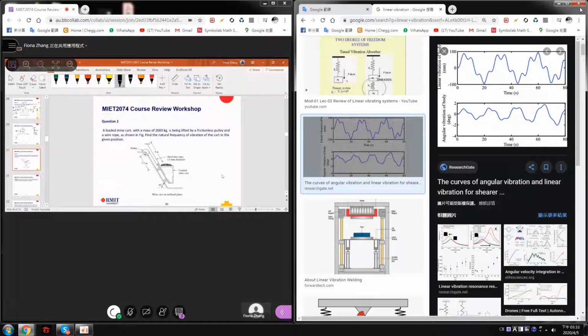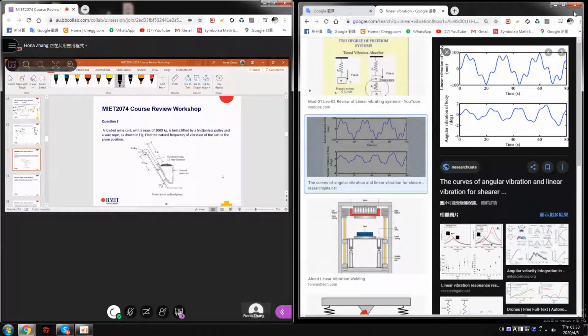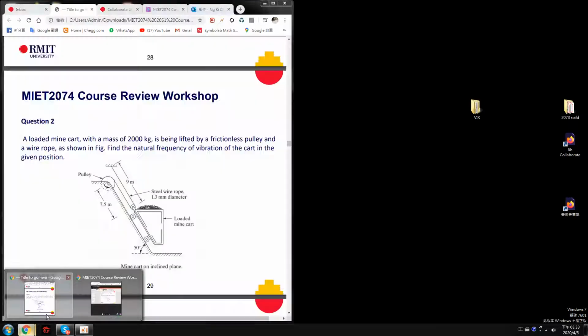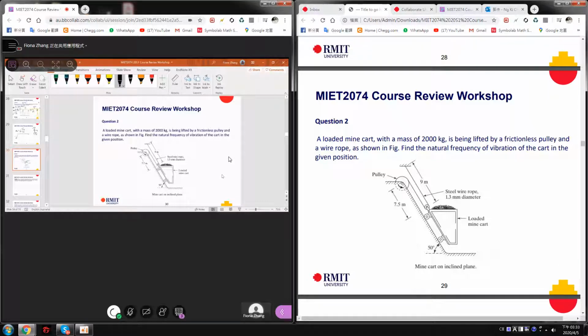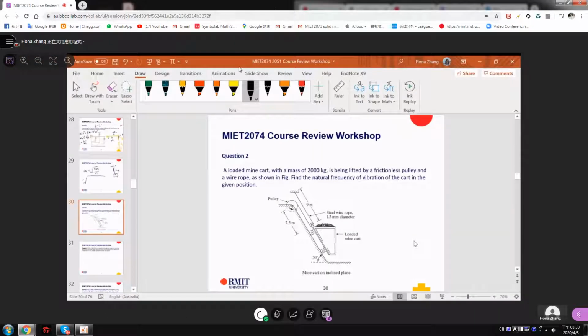Right. So this problem actually is not a complex problem. It's just to help you see how to model them. Okay, I'll give you things of modeling from real applications. Right, a loaded mine cart with a mass of 2,000 kilogram is being lifted by a frictionless pulley and a wire rope, as shown in this figure. Find the natural frequency of the vibration of the cart in a given position. So this is asking you the natural frequency of the system.